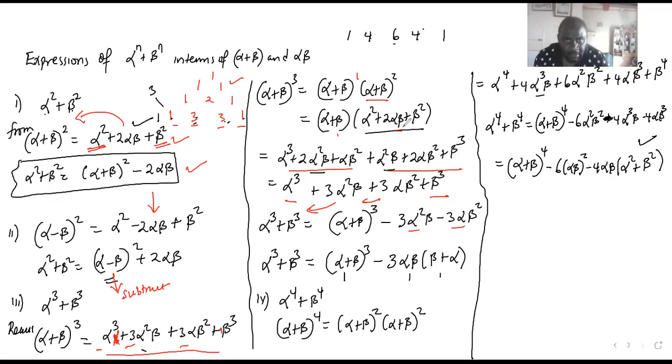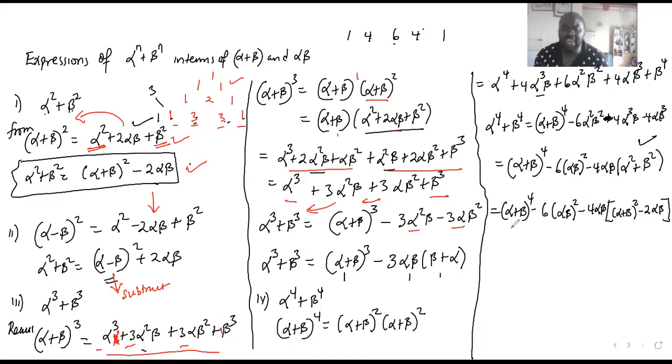Where is it? It is here. So you get this one and drop it there, though my page is small. Alpha plus beta power 4. If it's a question, you do it as side work, then you just substitute: alpha plus beta times beta squared, minus the product of alpha beta into big brackets, alpha plus beta squared minus 2 alpha beta.